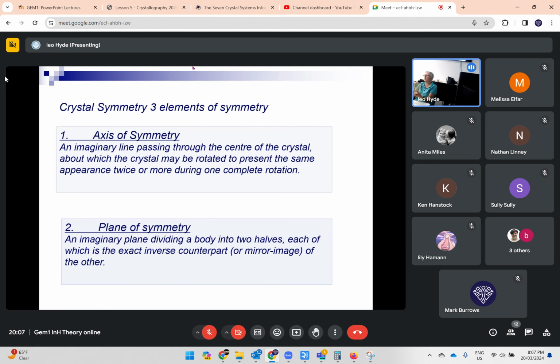Basically, do I get a mirror image from a particular direction? So with a tetragonal system, I'll get many more examples of how many ways I can get mirror images. I know you're all excited about this. I can see it on your faces.